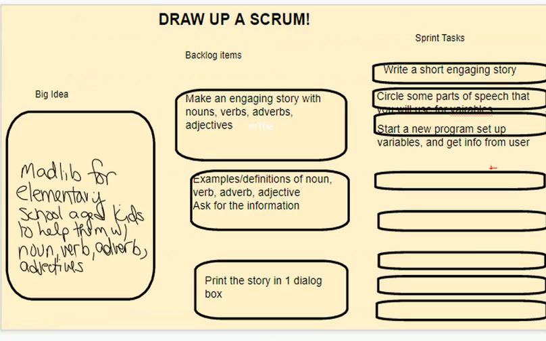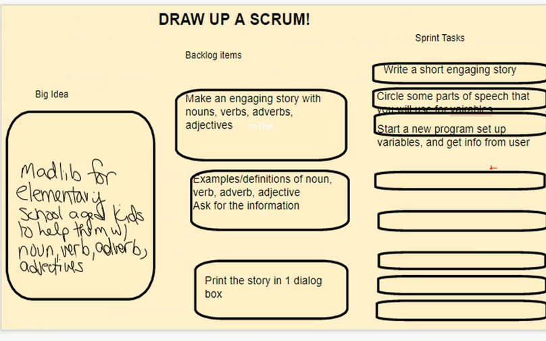And then these are called backlog items. So it's like breaking this task down into three smaller tasks. So I have to make an engaging story with some nouns, verbs, adverbs, and adjectives. And then maybe I want to give some definitions of what nouns, verbs, adverbs, and adjectives are.